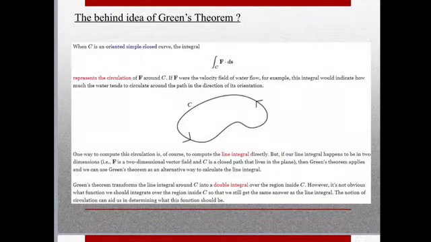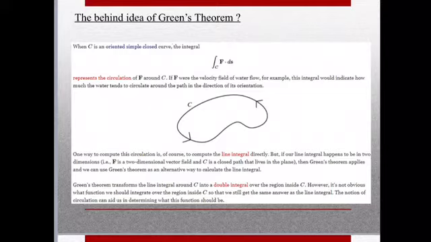So the idea behind this theorem is we can assume that when C is an oriented simple closed curve, the integral represents the circulation of F around C. If F were the velocity field of water flow, for example, this integral would indicate how much the water tends to circulate around the path in the direction of its orientation.